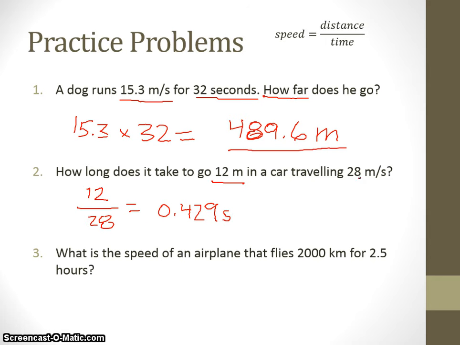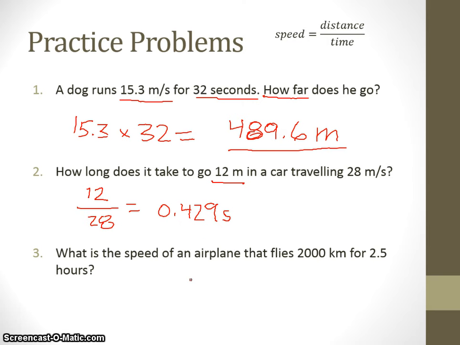Be careful with questions like this because a lot of students are tempted to take the big number and divide it by the small number. But in this case, what you got to do is follow the equation. I'm trying to find the time. I got to do distance divided by speed. And that gives me the time, 0.429 seconds.